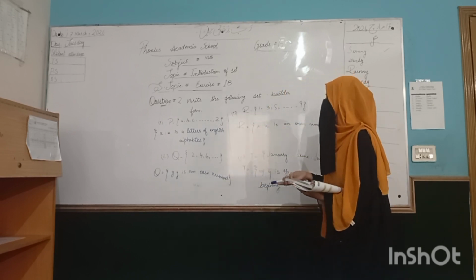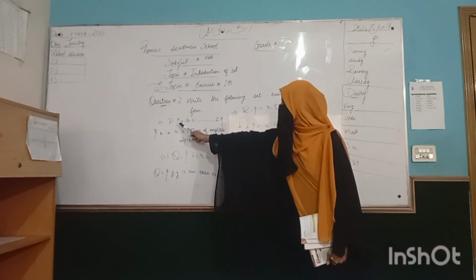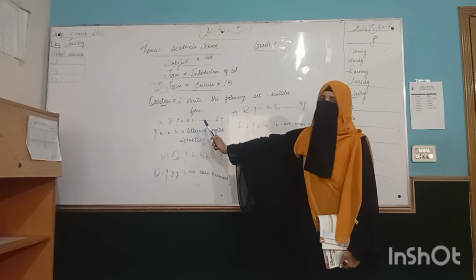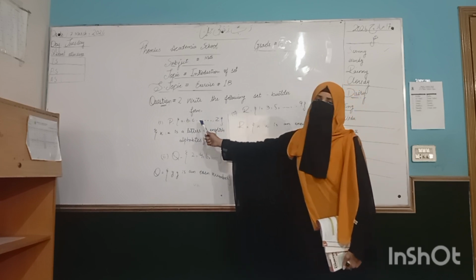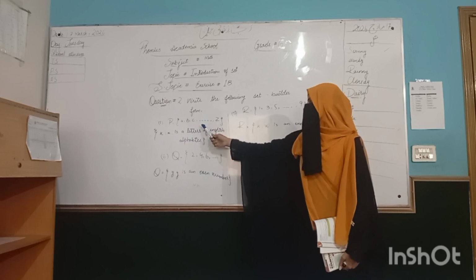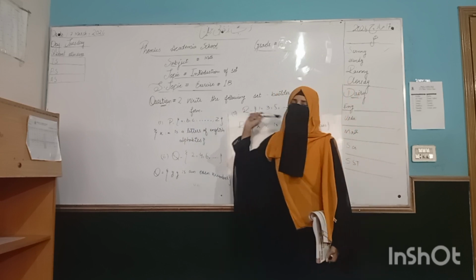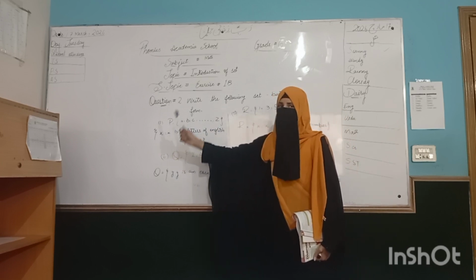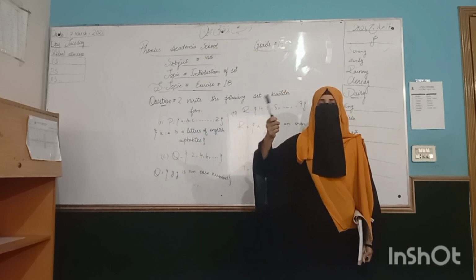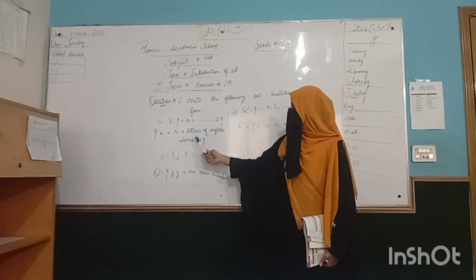So students, write the following set in set builder form. P is equal to A, B, C, D, continuing until the last letter Z. You know that A, B, C are the letters of the alphabet. So P is equal to the letters of the alphabet. According to the set builder notation, the bracket is equal to x such that x, with a symbol or sign.